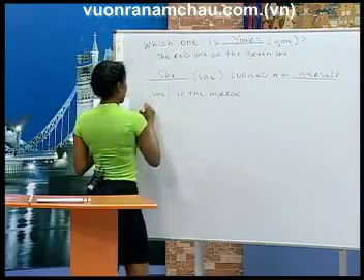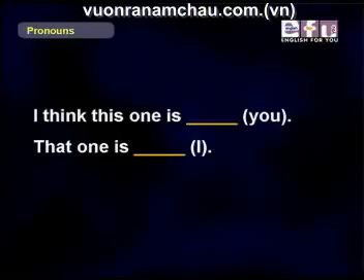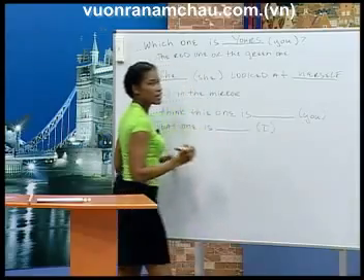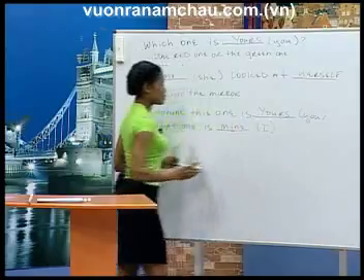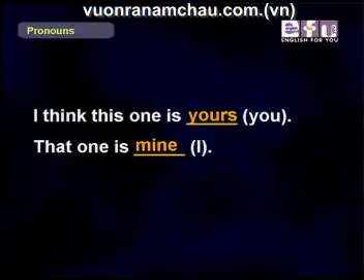Excellent. Anna, this one's for you. I think this one is, your clue is you. That one is, second clue is I. Anna: I think this one is yours. All right. That one is mine. Very good. I think this one is yours. That one is mine.